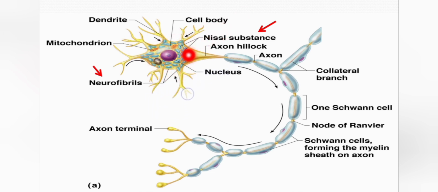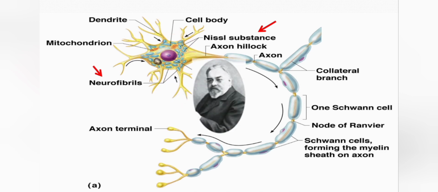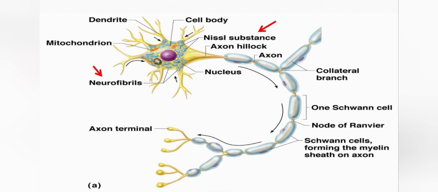Now another thing which you find here in the soma is the Nissl substances. So you are seeing here multiple Nissl substances. Basically they were discovered by a scientist, Franz Nissl, and they are named after him. What are Nissl substances? Basically these are rough endoplasmic reticulum, so they are concerned with the synthesis of proteins.